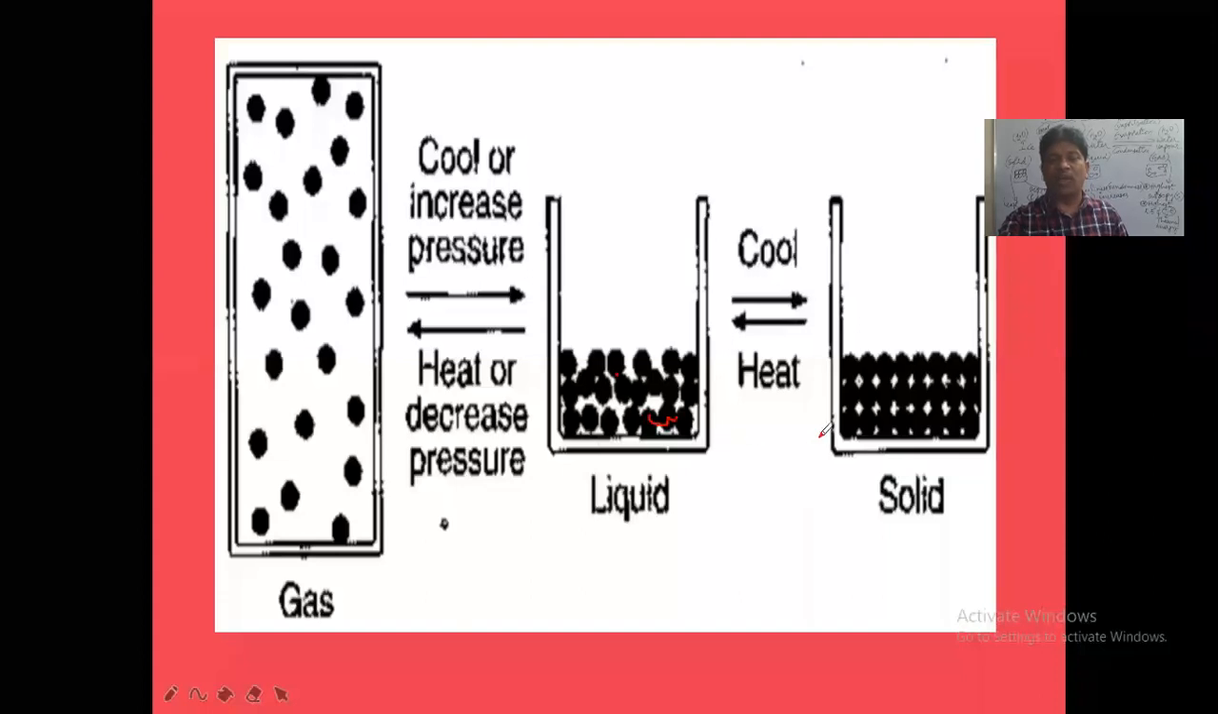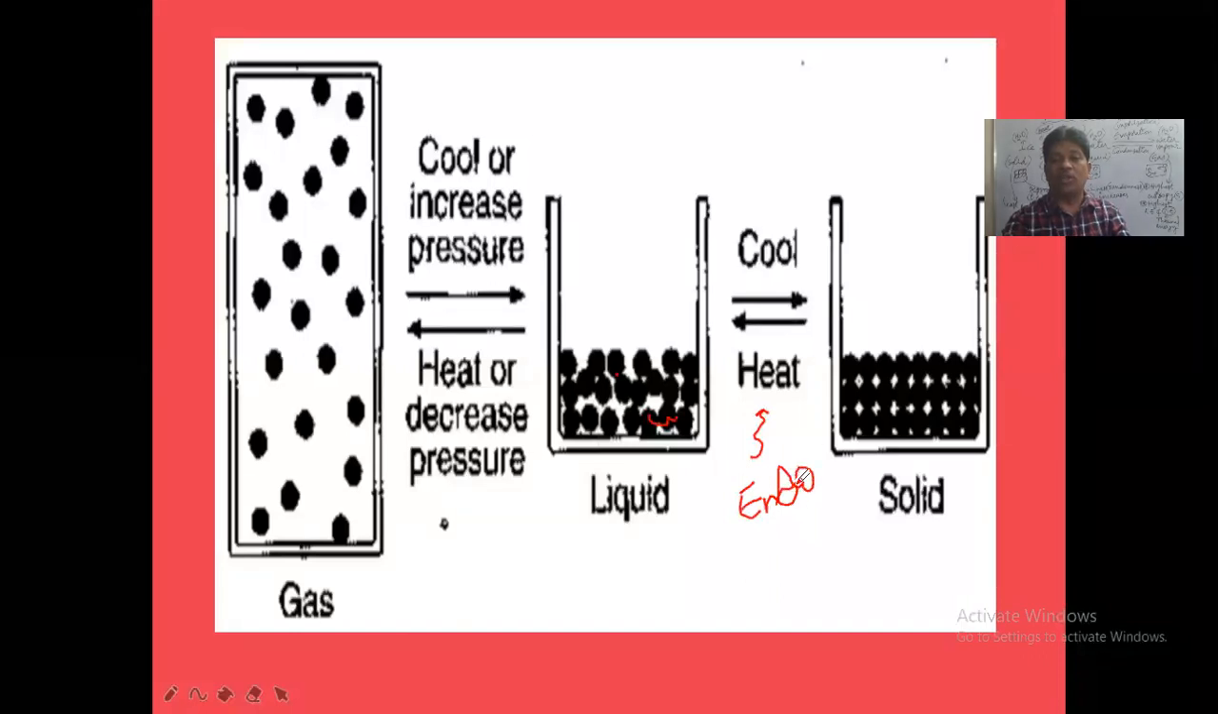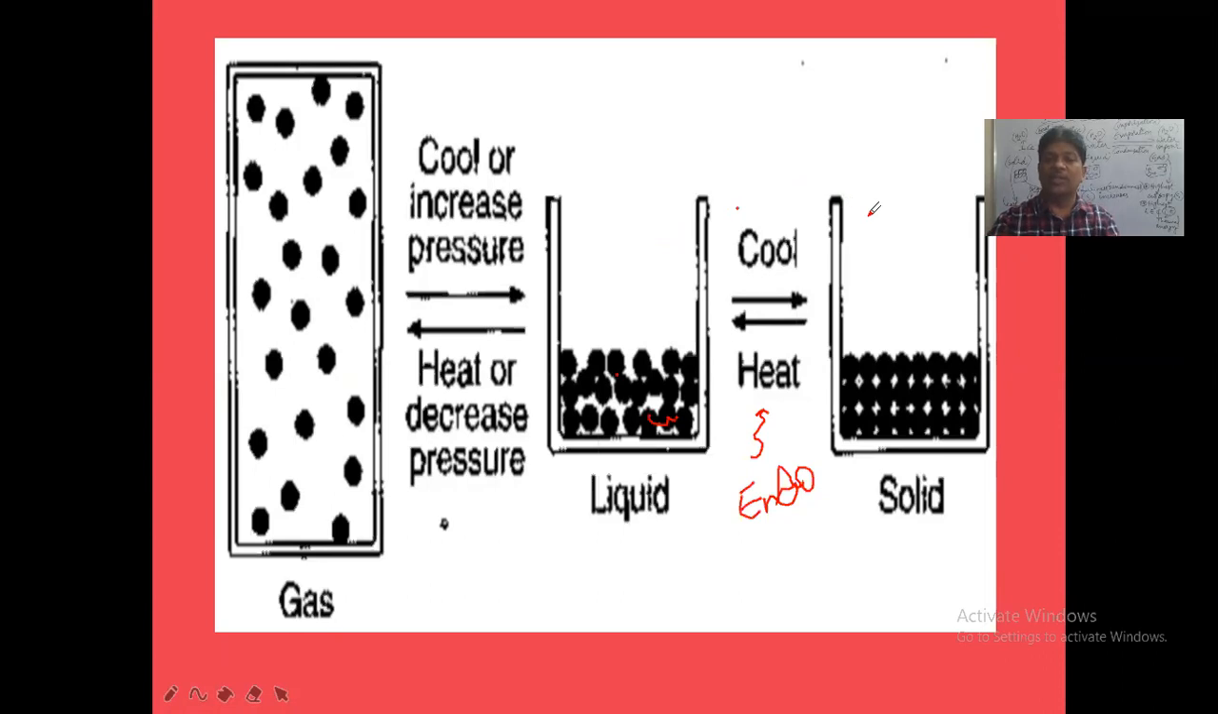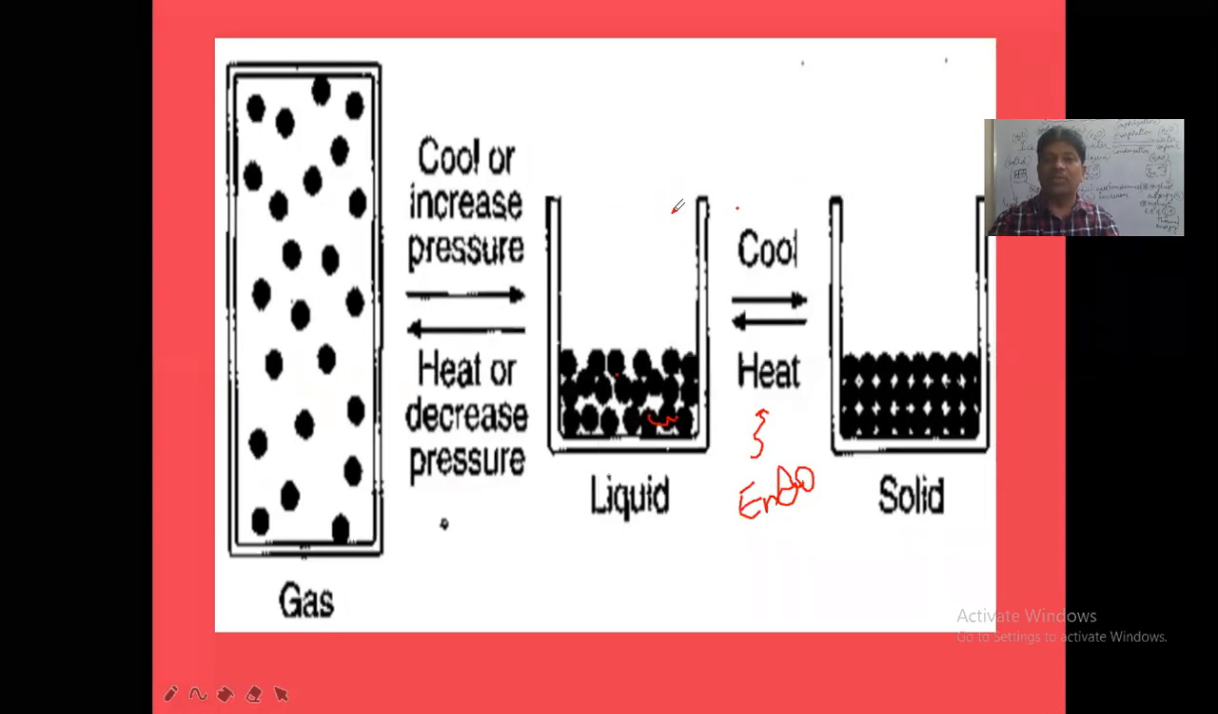That means what happened in this process of conversion of solid into liquid? Is heat absorbed or released? Heat is absorbed here. When heat energy is absorbed, is the process exothermic or endothermic? This is an endothermic process. An endothermic process is one in which energy is absorbed. So the melting process is an endothermic process. Next, observe the liquid changing into solid. Initially, the liquid state has more energy. It is converted into a less energetic solid. More kinetic energy for liquid molecules, less kinetic energy for solid molecules. Now a more energetic state is converting into a less energetic state.